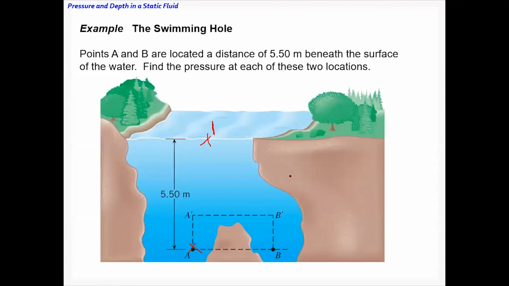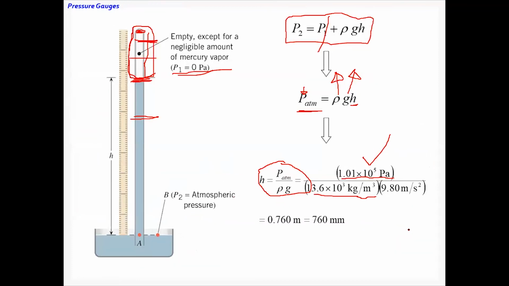That's 13.6 times 10 to the 3. That's the rho, the density of mercury. Then G, obviously you know that, right? 9.8. Then if you do this calculation, you get 0.76 meter, or people normally talk about this in millimeters. That's why I decided to change this to millimeters. So on the sea level, the atmospheric pressure is 760 mm of Hg, or you can say simply 1.01 times 10 to the 5 Pascal.